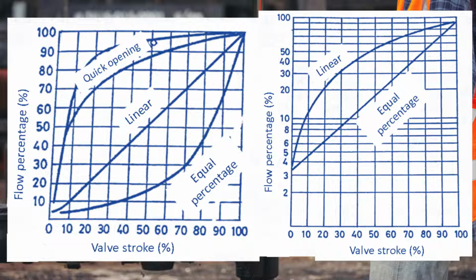The equal percentage curve is characterized by the fact that at the beginning of the valve stroke, the flow variation is small, and at the end, small increases in a stroke translate into large flow variations.